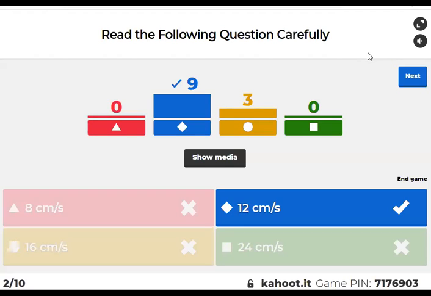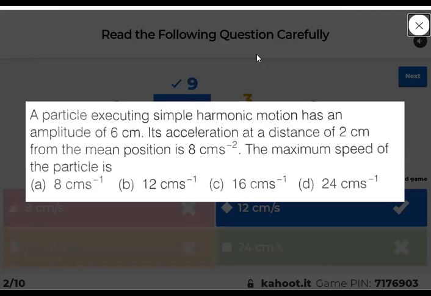Okay, right? So see, I hope all of you understood this problem. If you see the problem, I can say that acceleration is equal to minus omega square x. But again, the negative sign is just for direction. So I'll just take omega square x. So acceleration at a distance of 2 centimeter from the mean position is 8. So x is given, a is given. You can find omega, yes or no? Tell me, yes or no? 8 is equal to omega square into 2. So omega is equal to 2. Clear? 2 radian per second.